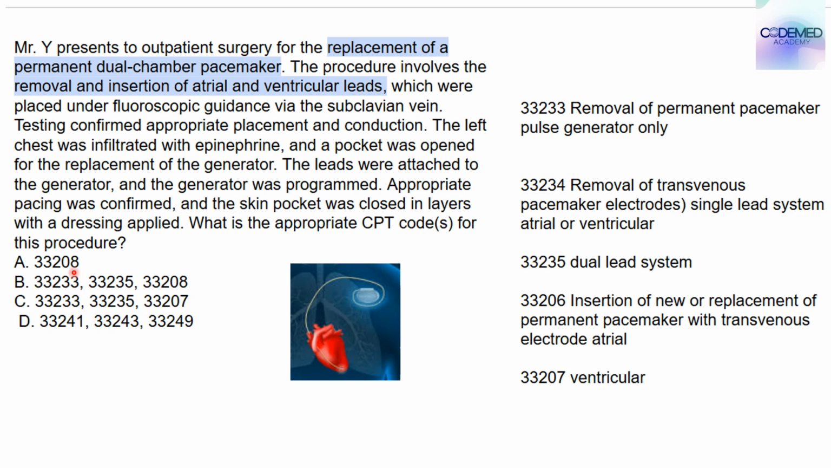33208 is the insertion of the new or the replacement of the permanent pacemaker with a transvenous electrode. So of course we will require this code, and 33208 is for the dual chambers. So we will require the 33208 code. But what are these two codes? So remember, whenever we are replacing the system, first we have to remove the old system followed by the replacement. So let us zero down our answer.